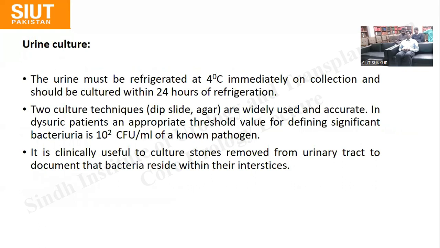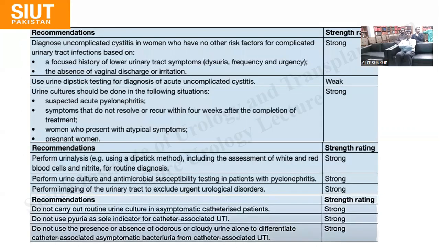The urine culture: the urine must be refrigerated at 4 degrees Celsius immediately on collection and should be cultured within 24 hours of refrigeration. Two culture techniques, like dip slide and agar, are widely used and accurate. In a dysuric patient, an appropriate threshold value for defining significant bacteriuria is 100 colony-forming units per ml of a known pathogen. It is clinically useful to culture stones removed from the urinary tract to document that the bacteria reside within their interstices. Now, these are the recommendations.